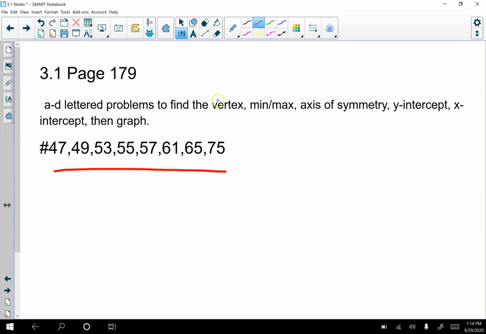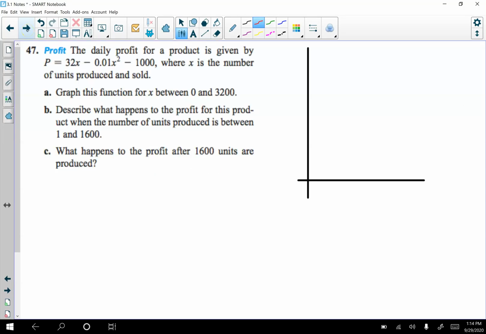So first thing you're going to do is the last 2 screens, and then we're going to go right into the story problems on this one.